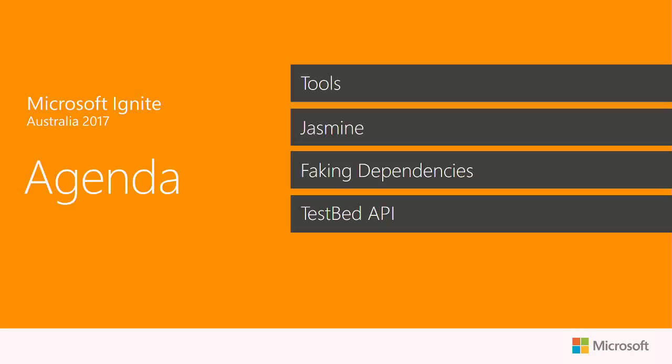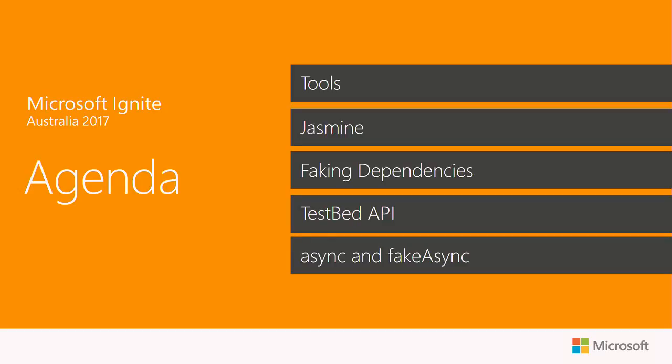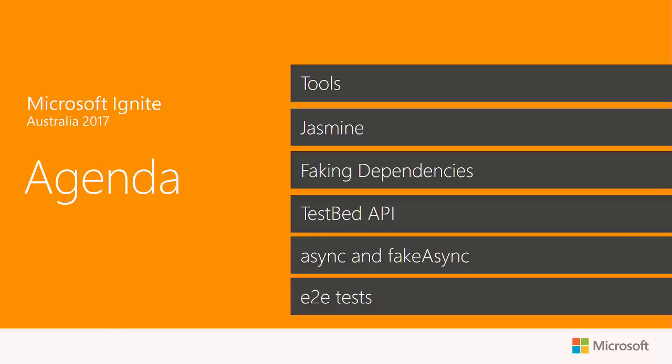We're going to talk about the TestBed API, which is an API that we get with Angular that makes it much easier to test our applications. And we're going to look at async and fakeAsync, which are new helper methods that make it much easier to test asynchronous code. Then we're going to look at how to run end-to-end tests with Angular 2.